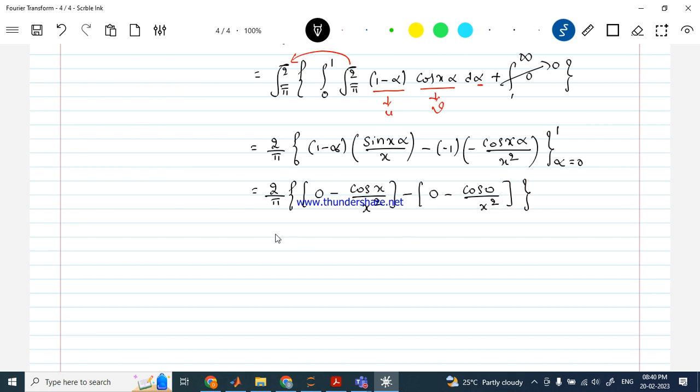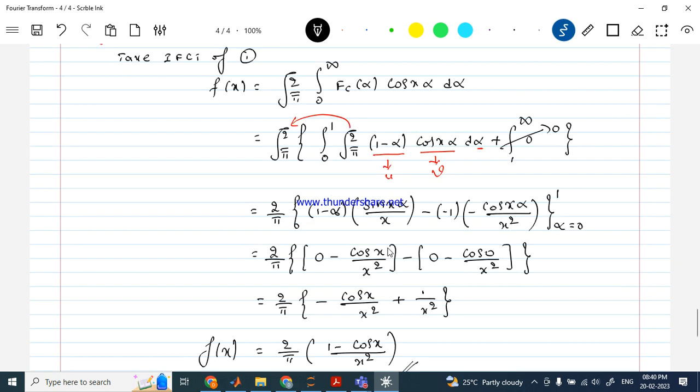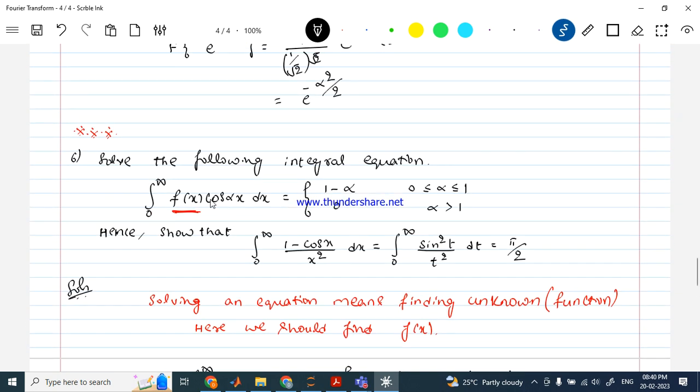It's done. So it is 2 by pi times minus cos x by x square, minus into minus plus 1 by x square. So it is 2 by pi times, what is the answer? 1 minus cos x by x square. So what is the meaning of this? Here the question is, what should be the value of f of x? What should be your f of x so that the value of this integral becomes this expression?